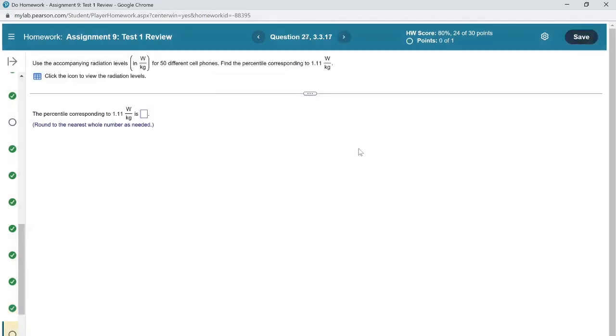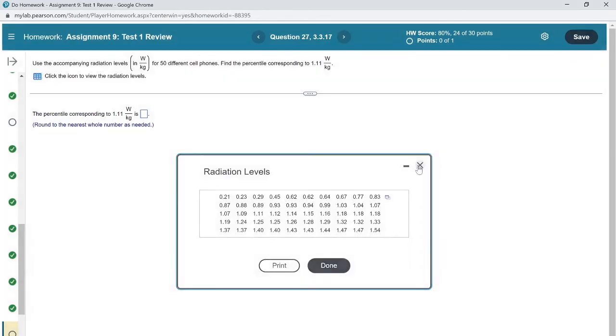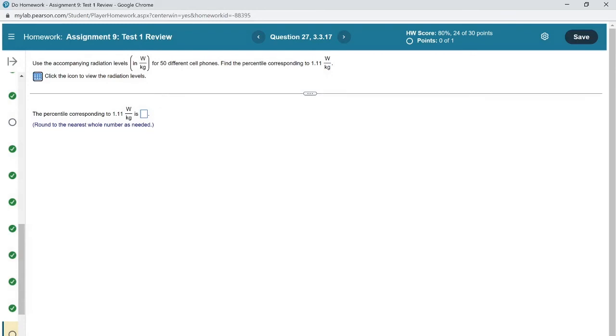Let's go to the next problem. Use the data given here. This is the data we have, and we need to find the percentile corresponding to 1.11. To find the percentile, first of all, we need to find the position of this data.